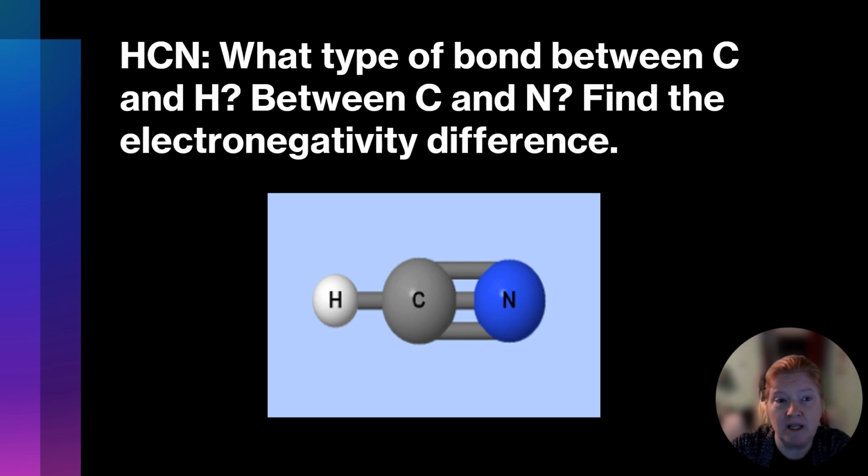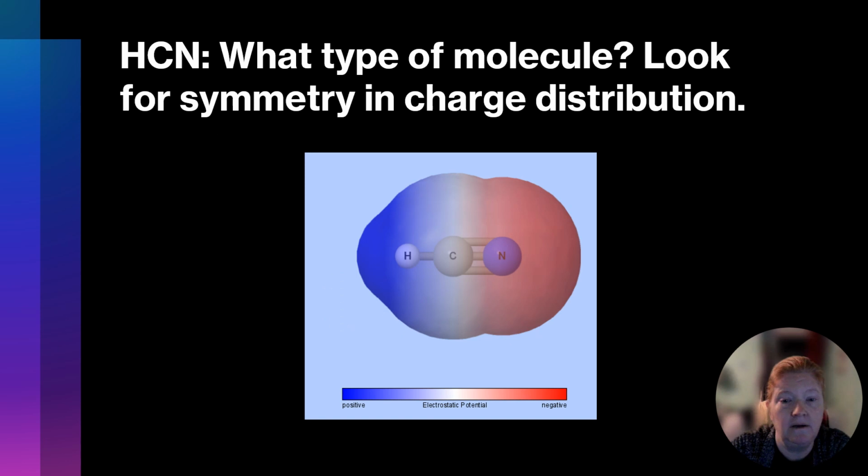All right, and now let's look at this one. There are two bonds to look at: between C and H and between C and N. Find those electronegativity differences. Now let's look at the charge distribution. Look for symmetry so we can figure out what kind of molecule it is.